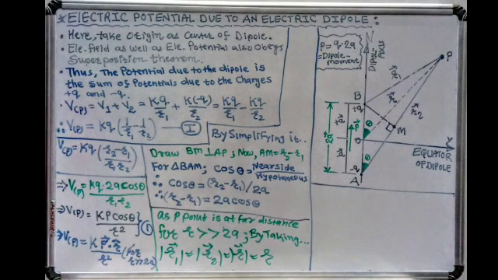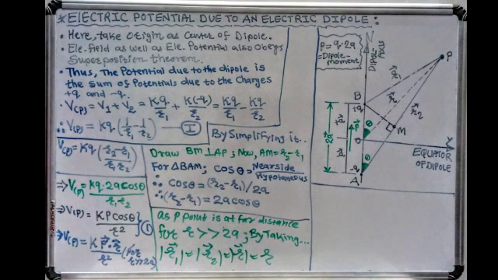In the dipole, we take the plus Q and minus Q charges at some distance 2a. So at point P, the total potential is given by the potential due to the plus Q charge and the potential due to the minus Q charge. So V is given by V1 plus V2. Here we take the origin as the center of the dipole.